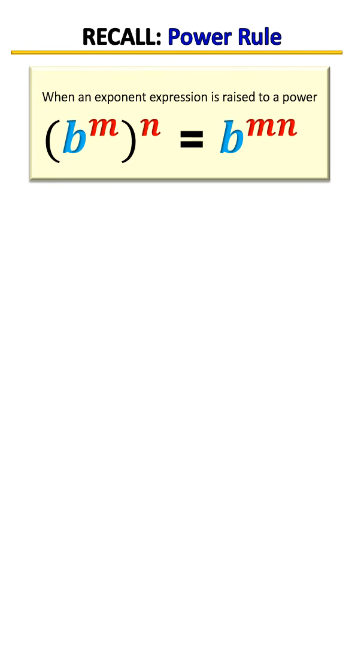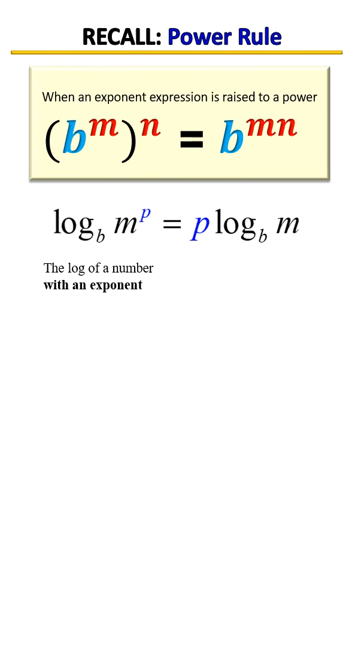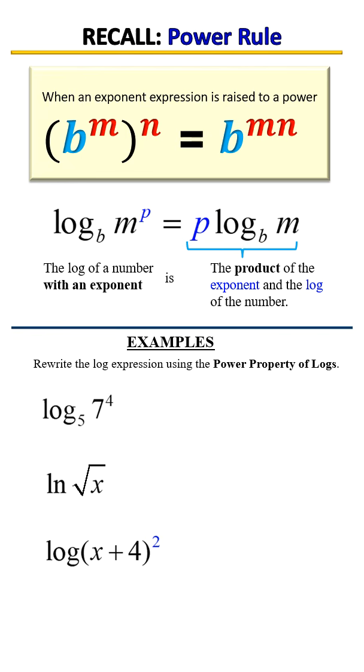Now it does involve having a power, and what it means is if you have a log that has a power, you're going to move that power out front and it becomes the coefficient of the log. So the log of a number with an exponent is the product of the exponent and the log of the number. Let's do some examples and it'll make sense.